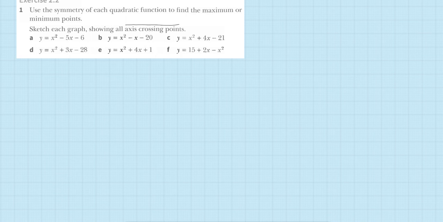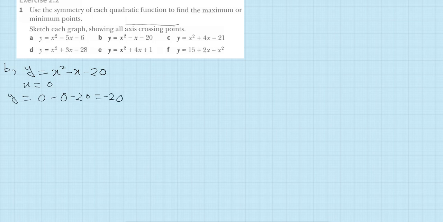Part B is y is equals to x square minus x minus 20. So the same work is required just like we did in part A. First we have to put x is equals to 0, then y is equals to 0 square, which is 0, minus 20, is equals to minus 20.